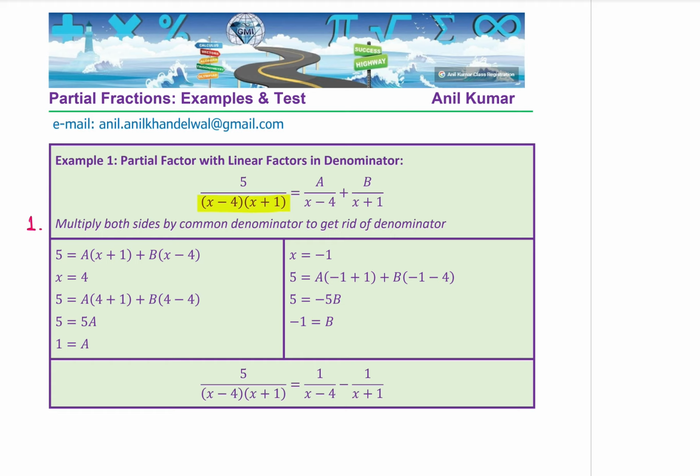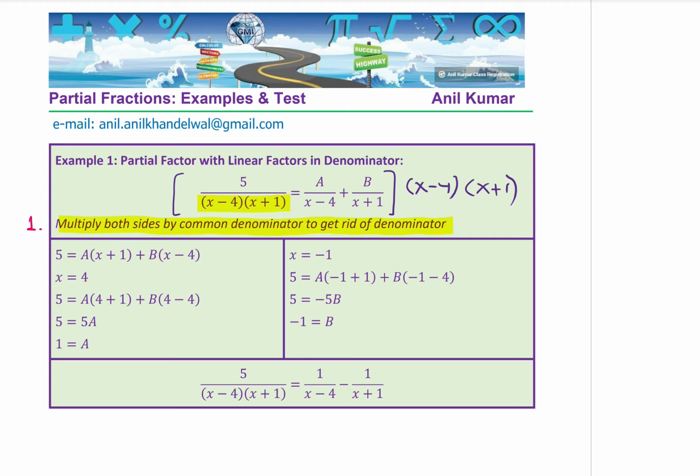So step number 1 is to multiply both sides by the common denominator to get rid of the denominator. What I'm trying to say is the whole rational equation will be multiplied on both sides by the common factor, which is x minus 4 times x plus 1, correct? When you do so, on the left hand side, we get only 5. Do you see that?